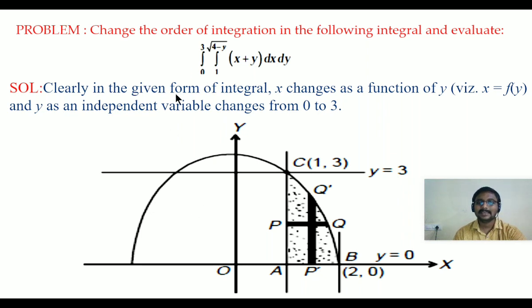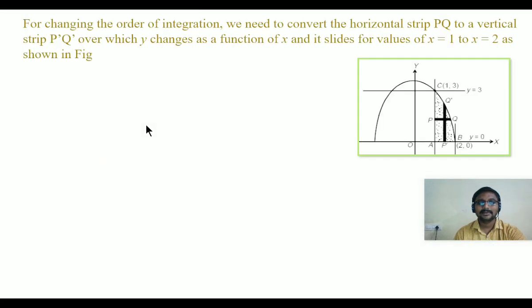So clearly, in the given integral, x changes as a function of y, and y is the independent variable which changes from 0 to 3. Now, for changing the order of integration, we need to convert the horizontal strip, that is the PQ strip, to a vertical strip, P dash Q dash, which is the new strip where y changes as a function of x, and it slides for x equal to 1 to x equal to 2, as shown in the figure.